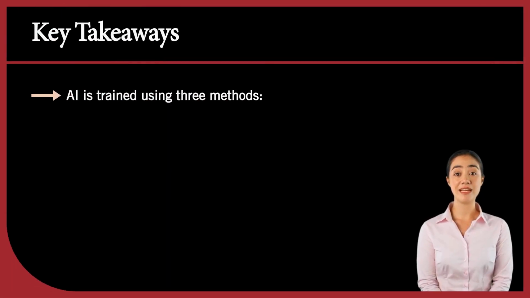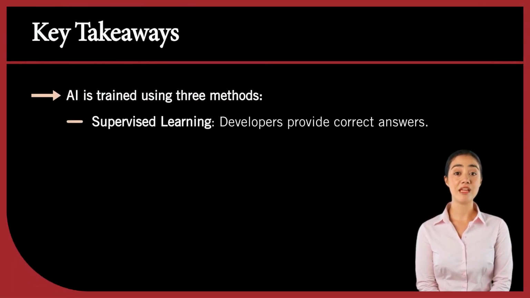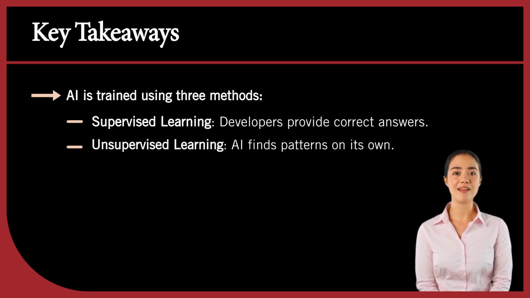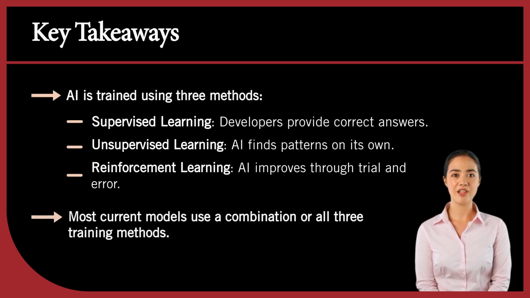AI is trained using three methods. First, supervised learning is when developers provide correct answers. Next, unsupervised learning is when AI finds patterns on its own. And the last method is reinforcement learning, when AI improves through trial and error. We also learned that most current models use a combination or all three types of training methods.